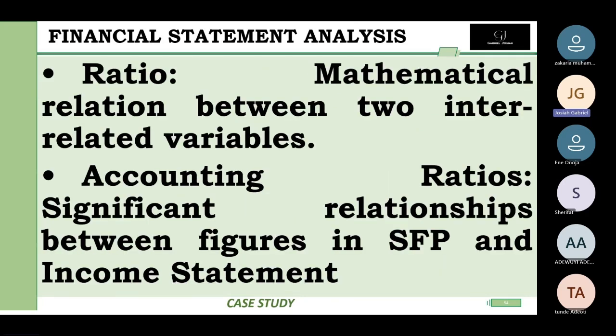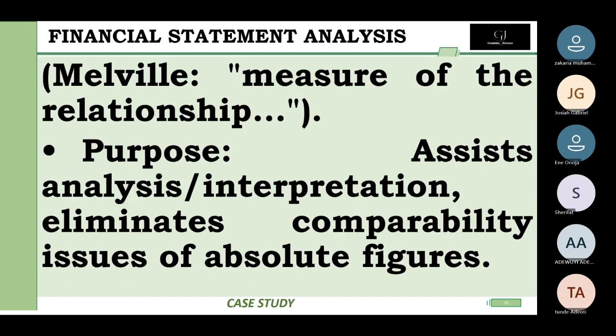Okay, so we're speaking to accounting ratios. Significant relationships between figures in the SFP and the income statement are what ratios are all about. So for example, for return on capital employed, you use profit before interest and tax in your SCI, then you use capital employed in your SFP. So these are typical examples of accounting ratios, and we'll be looking at them subsequently.